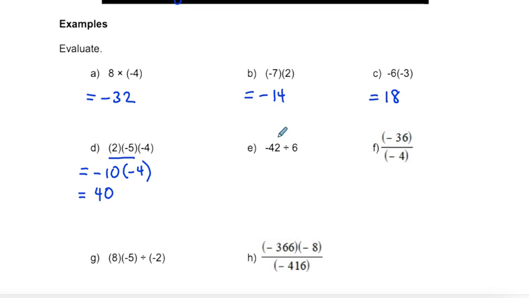For part E, I have a negative number divided by a positive number, so my final answer will be negative because my signs are different. 42 divided by 6 is 7. Sorry, my bad. And lastly, in this row, I have a negative 36 divided by negative 4. So those two negatives show that my final answer will be a positive value. And 36 divided by 4 is 9.